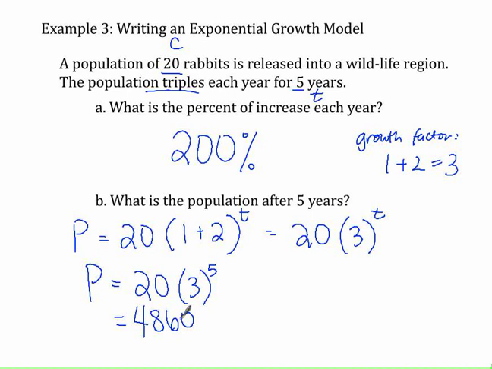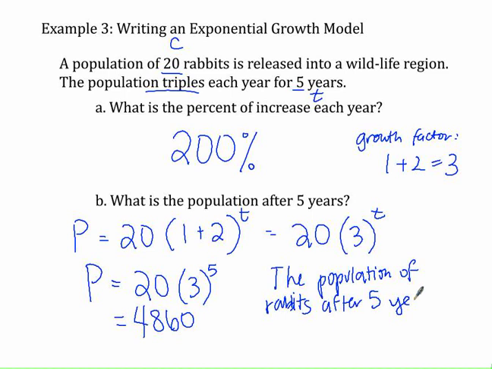Okay, and then we always interpret our answer for word problems. The population of rabbits after 5 years will be 4,860.